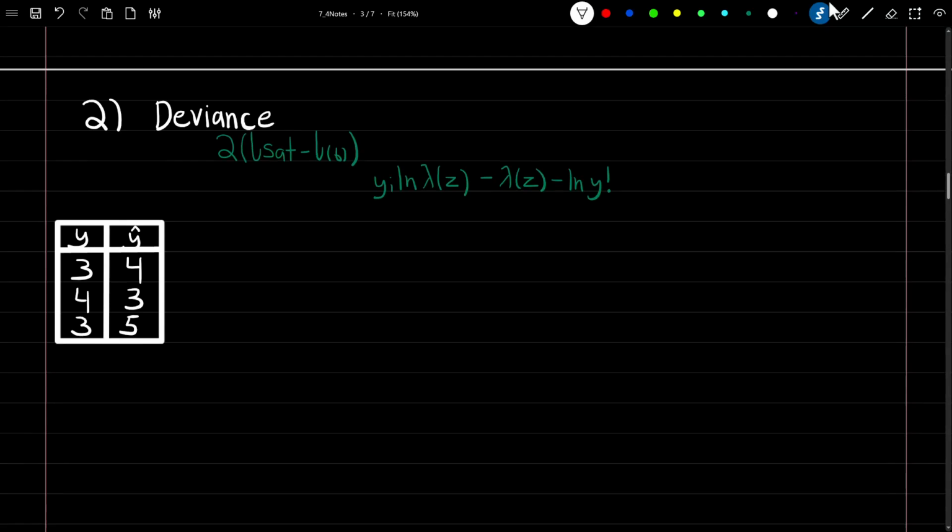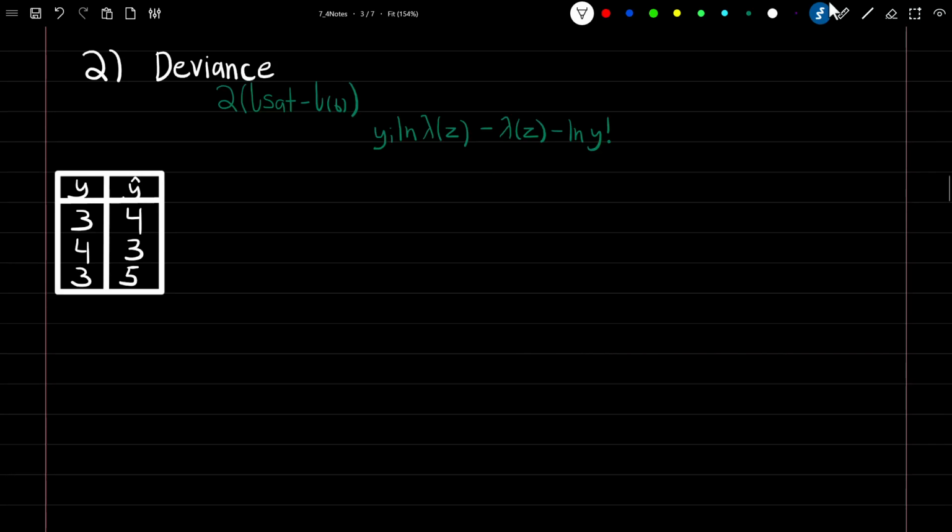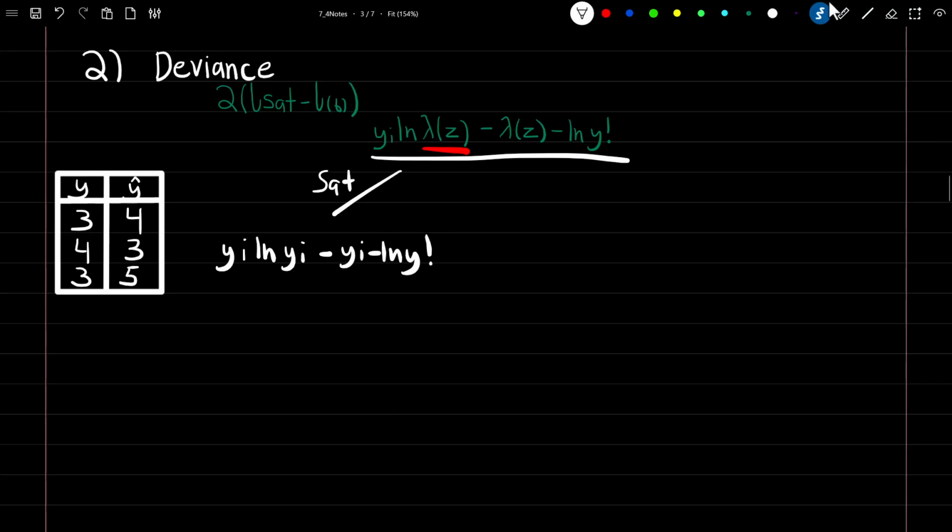Now we can move on to deviance, where the formula is going to be equal to 2 times the maximized log likelihood of our saturated model minus the maximized log likelihood of our current model. And here we have the formula for our maximized log likelihood for our Poisson distribution. Wherever we see this function, or lambda z, is where we're going to enter our predicted value. For our saturated model, we're always going to predict the current observation, since the saturated model predicts perfectly. So our formula becomes yi times the log of our current observation, minus our current observation, and minus the log of y factorial. This represents our saturated portion.